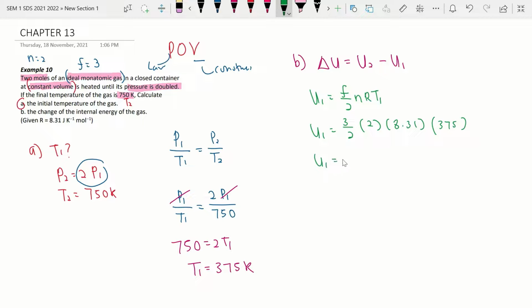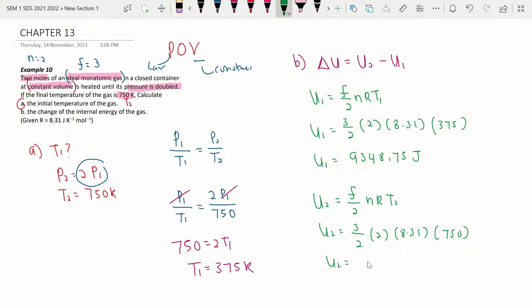So you will get your initial internal energy 9348.75 joule. Okay, now let's look for the final internal energy. So the final internal energy is f over 2 nRT2. Our degree of freedom is 3, our number of moles is 2, R is 8.31 and the final temperature is 750.